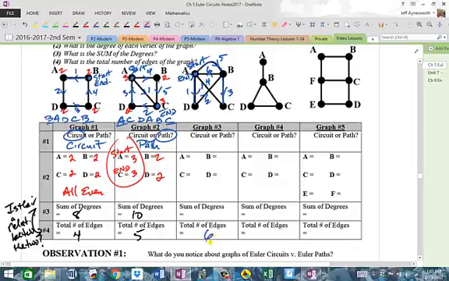What's the sum of the degrees? I don't know. Let's figure out the degrees. So we got 1, 2, 3, 4 up here. So this is 4. Yeah, 4 right here, and then 2 right here, and then 2 right here. So 4, 2, and 2. So A and B are 4. C and D are 2. 6 and 6 is 12. So we have 12 total degrees.